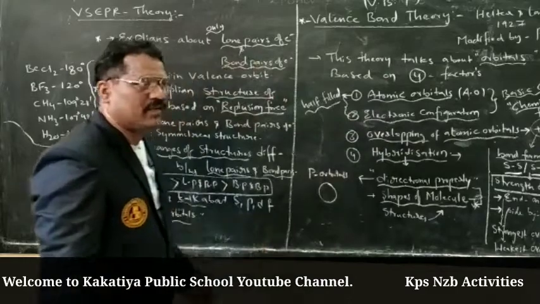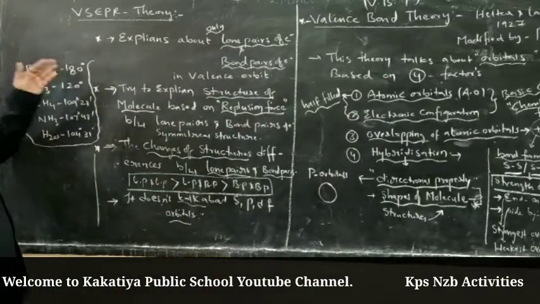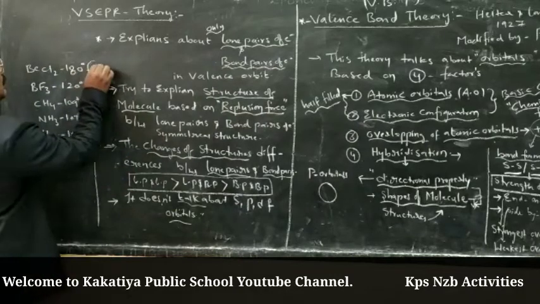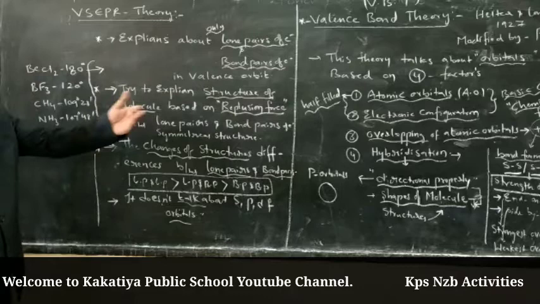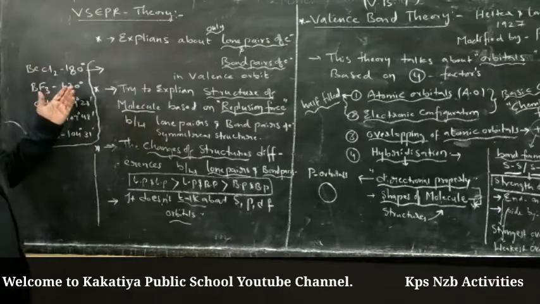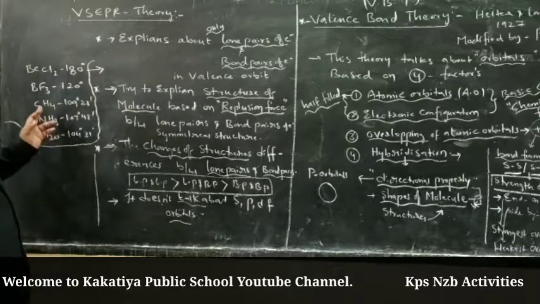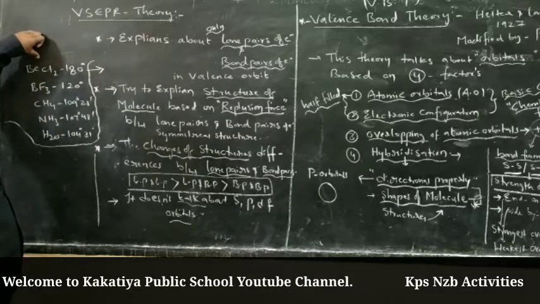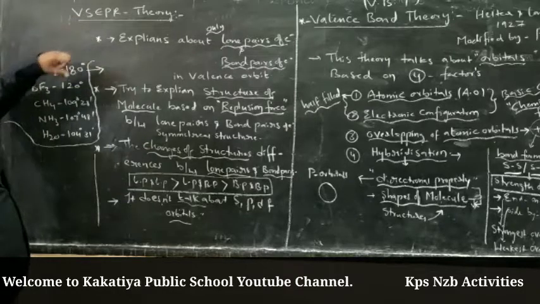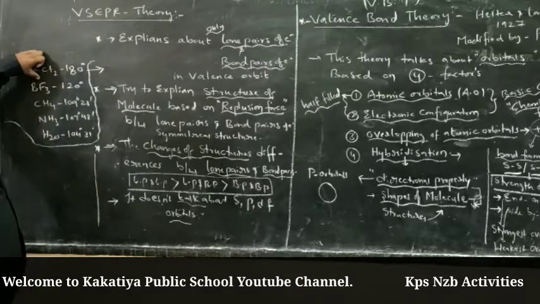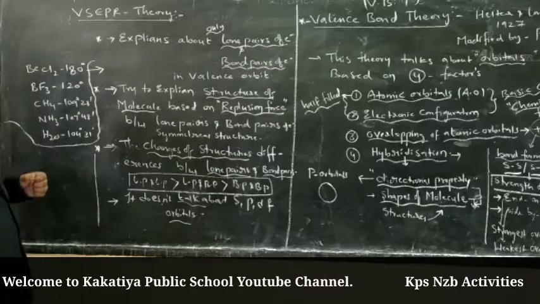Some examples, let me see. Already we have seen in VSEPR theory. Some examples: beryllium chloride, the angle is equal to 180 degrees. How it attains the structure can be explained there itself. Boron trifluoride, 120 degrees, having trigonal planar shape. BeCl2 is having linear shape and the angle is equal to 180 degrees. Boron trifluoride is having trigonal planar shape, with angle equal to 120 degrees.